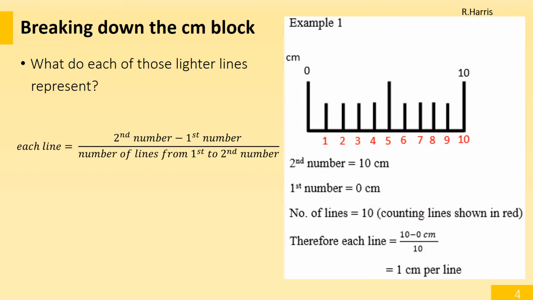Looking at an example, we observe two numbers, 0 and 10, with a unit of centimeters in the top left. The first number we get to is 0 and the second number is 10. And it takes 10 lines to get from 0 to 10, making sure I did not start counting at the same line as the first number. Now, when we substitute all this information we just found into the formula, we get 1 centimeter per line.